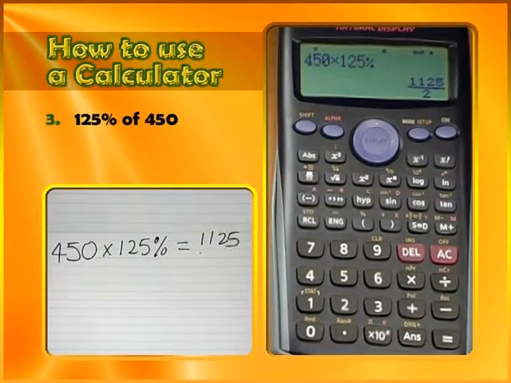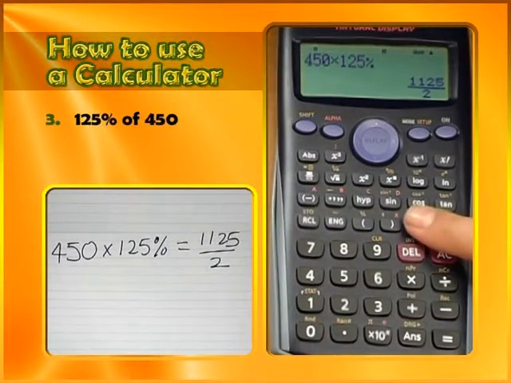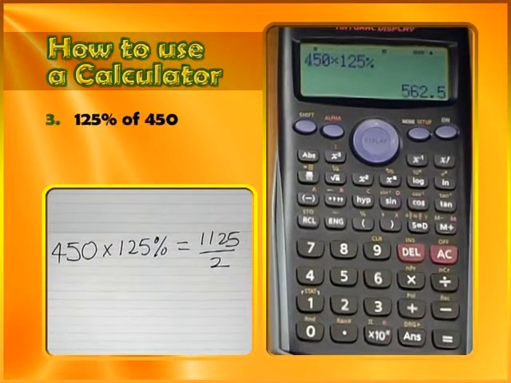1125 over 2. Now this is a fraction. We need to change it to a decimal. We need to convert. So we press the conversion, which is S to D. And we get the answer as 562.5. So this requires a few more steps, but you find that you can calculate so much faster.